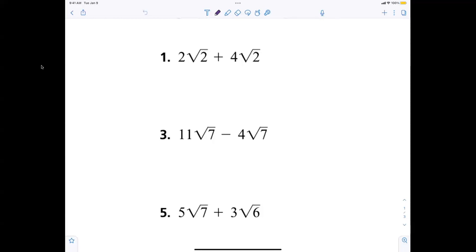Okay, that makes sense. All right, if I said 2 radical 2 plus 4 radical 2, if you're thinking just a little bit, you probably could tell me that's what? That's how simple.